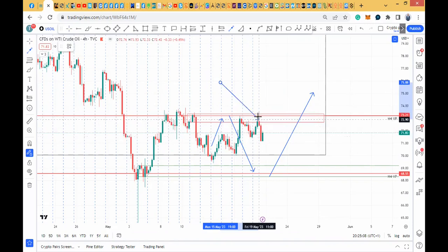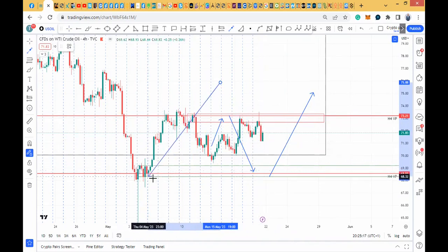On Friday, for those that missed the entry, it came here, did a little stop hunt, and continued the drop to the downside. So currently on US oil, there is a lot of liquidity lying here and below here. So I expect US oil to come down, sweep this liquidity, and come back into the H4 validation point. There's an H4 validation point and this last red candle, which has deficiency.